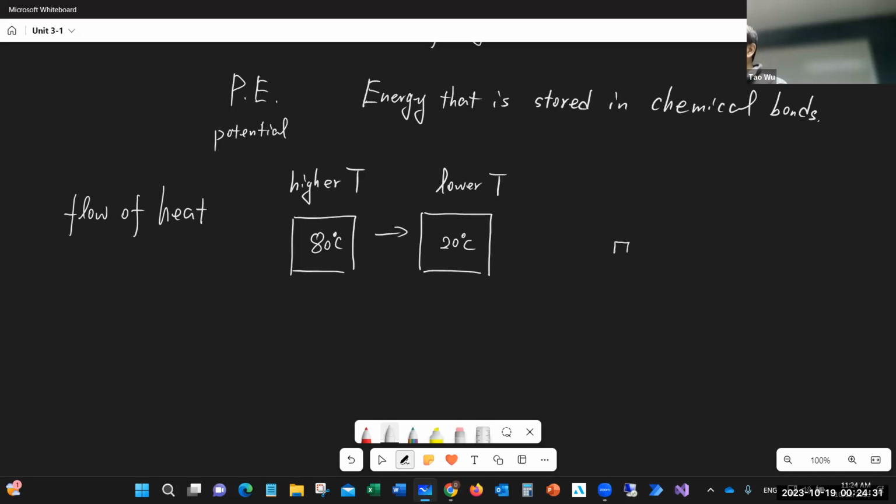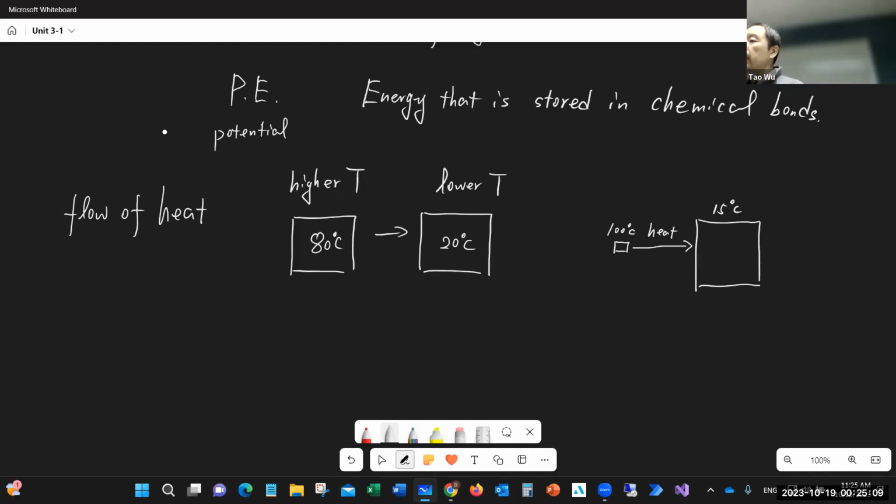It really doesn't matter what the size of the object is. If this object is 100 Celsius, but this one is only 15 Celsius, the heat flow is still going to move from the hotter object to the colder one. It just depends on the temperature of the object. It's always moving from higher temperature to lower temperature. So this is the transfer of heat.